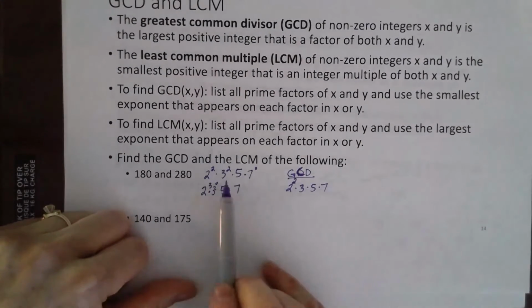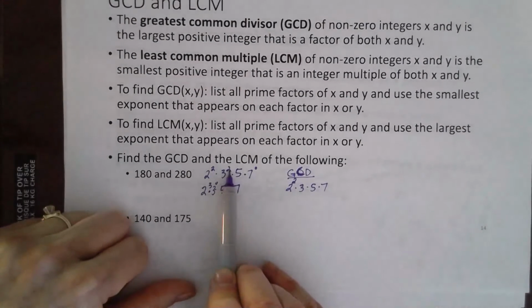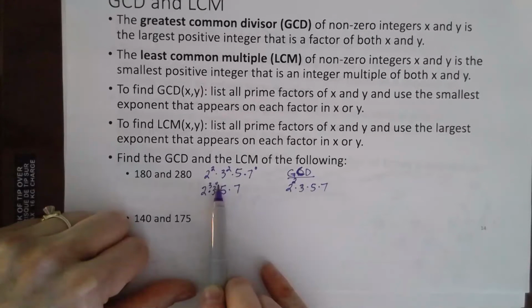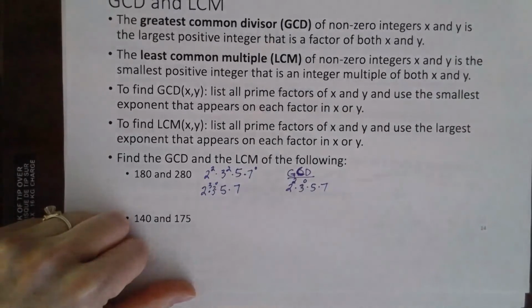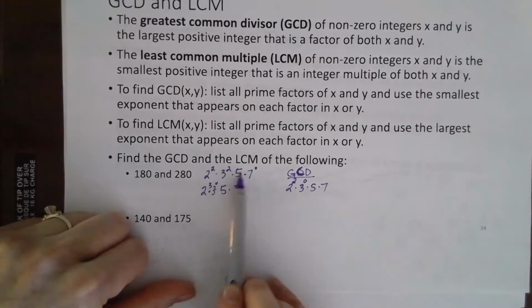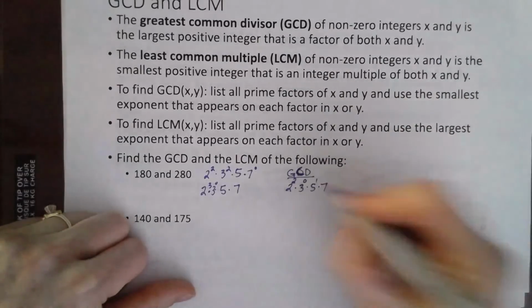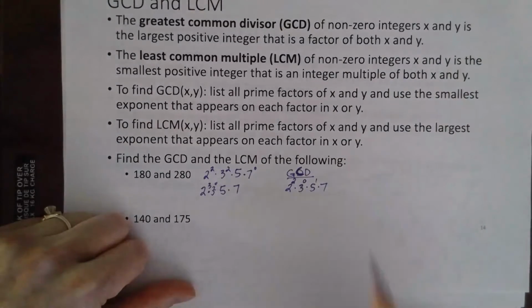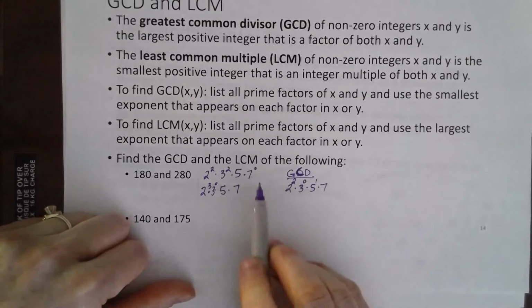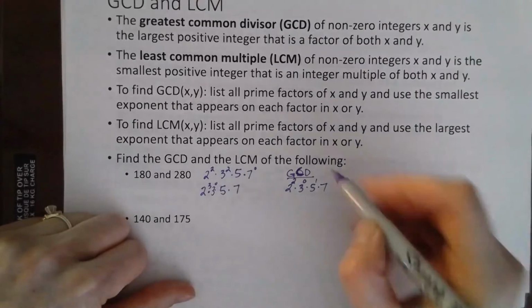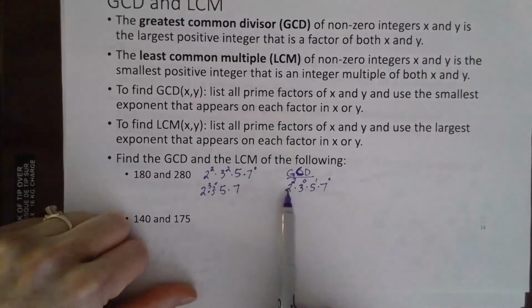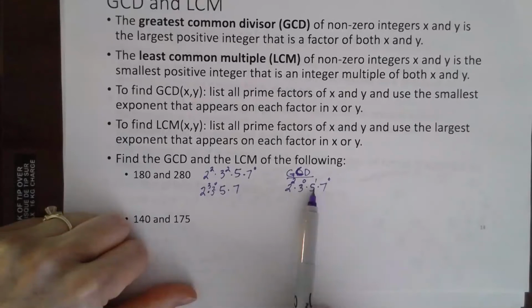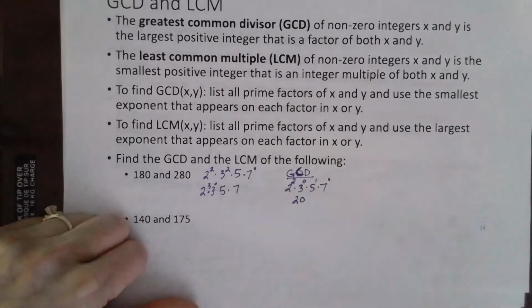For the 3, there was an exponent of 2 from the 180 and an exponent of 0 from the 280. The smaller of those two is 0, so this one's going to be a 0. Both of these had an exponent of 1, so I'll just keep it as a 1. And then the smallest exponent on the 7 was a 0, between 0 and 1, so that will be a 0. So my greatest common divisor is going to be 2 squared times 3 to the 0 times 5 to the first times 7 to the 0, or 4 times 5, which is 20.